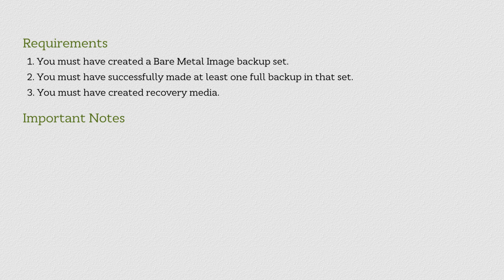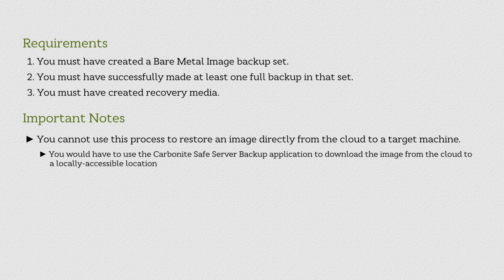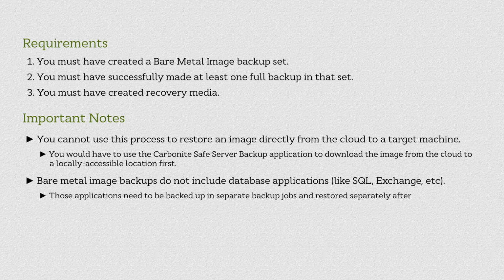Some important notes before we begin. You cannot use this process to recover an image directly from the cloud to a target machine. You'd have to use Carbonite Safe Server Backup to download the image backup to a locally accessible location first. Another note, bare metal image backups do not include database applications like SQL or Exchange. Those need to be backed up with separate backup sets and restored separately after the bare metal image restore.